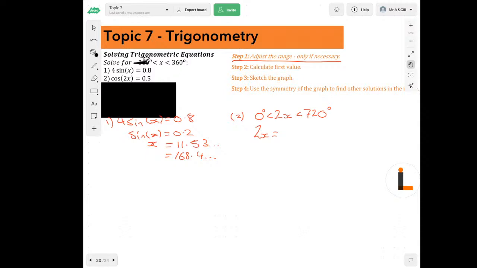So I'll give you some time to go through and get those first, and we apply our rules of symmetry to those first set of values. So I'll give you some time just to get this first value done. So we should get that 2x is equal to 60 degrees for our first value.